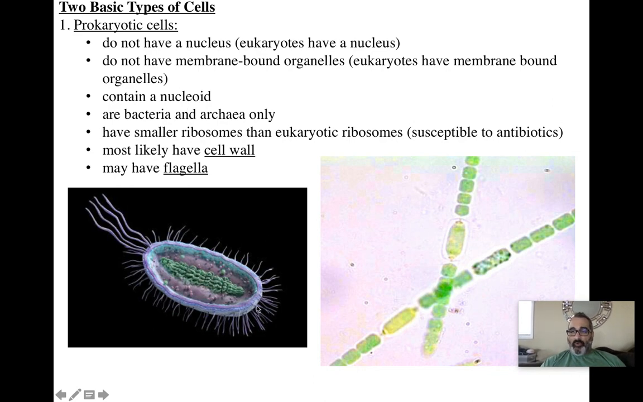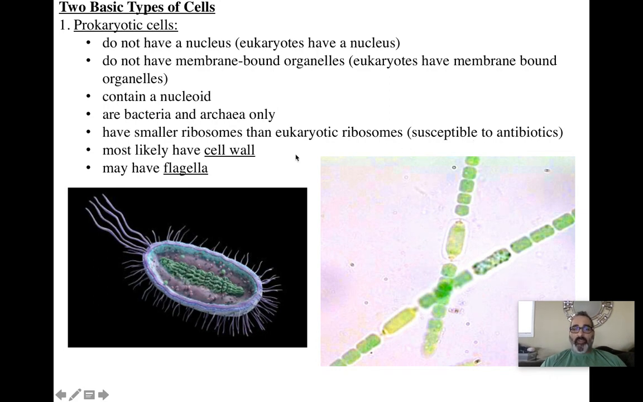Which organisms are prokaryotes? Only 2 kinds: archaea and bacteria. Archaea are primitive bacteria, so to speak. What is unique about them? They have ribosomes, and so do eukaryotes, but theirs are a little smaller. Bacteria are susceptible to antibiotics. Antibiotics only kill bacteria. They will not kill your cells, and they will not kill viruses.